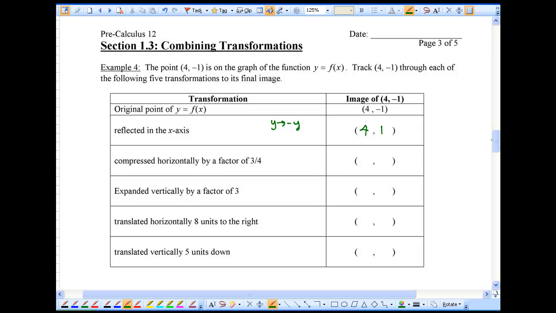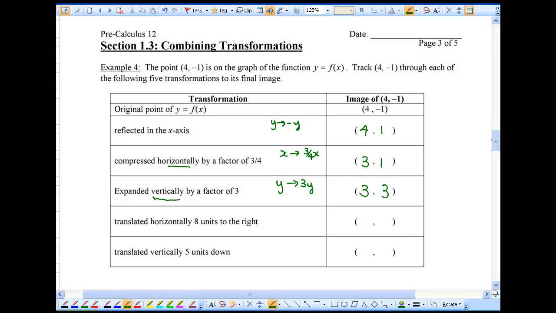Compressing horizontally by a factor of 3/4. I'm now affecting which variable? Horizontal, yeah, it's the x. So I'm going to multiply the x by 3/4. What's 3/4 of 4? That is 3. The y value stays the same. Expanding vertically by a factor of 3. That's where I take y and I replace it with 3y. So now the x value stays the same, but my y value changes. It changes to 3.